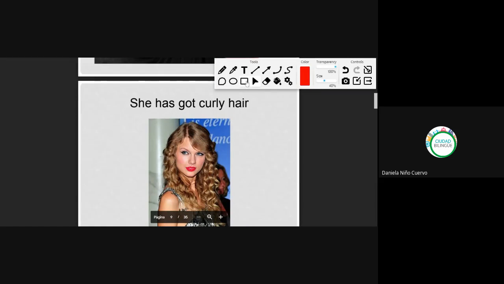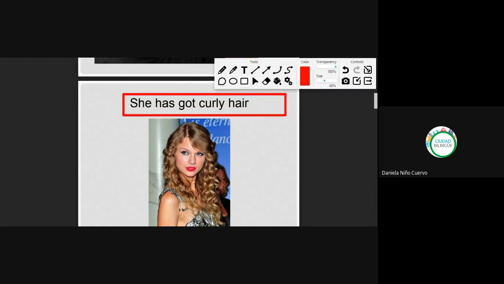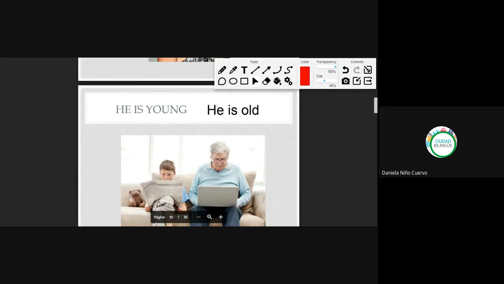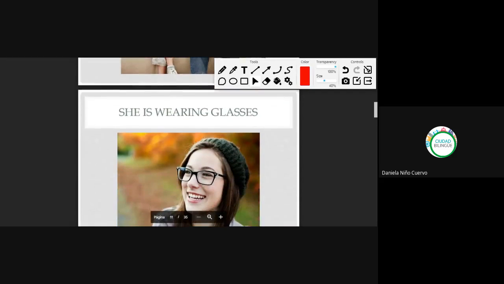She has got curly hair. Curly hair. Yes. Students, how do you say she has got curly hair in Spanish? Rizado. Yes. Ella tiene cabello crespo o rizado. Yes, that's good. We continue over here. He is young, he is old. Yes? Young, contrary, old.